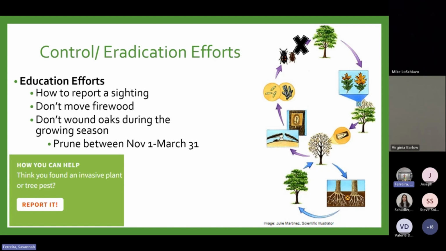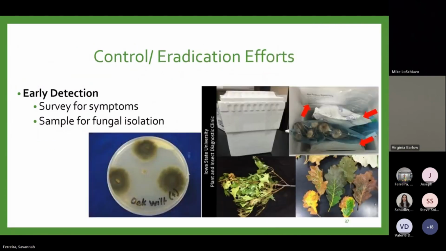So this pathogen is often spread by insect feeding. So any open wound on an oak tree can actually attract these sap-feeding nitidulid beetles within 10 minutes. That's not a lot of time. So during peak beetle emergence, which is typically between April and July, we really recommend not harvesting, pruning, or wounding your oaks. And then the best time to harvest, prune, and wound would be in the winter time, so like November through March when these beetles are overwintering.